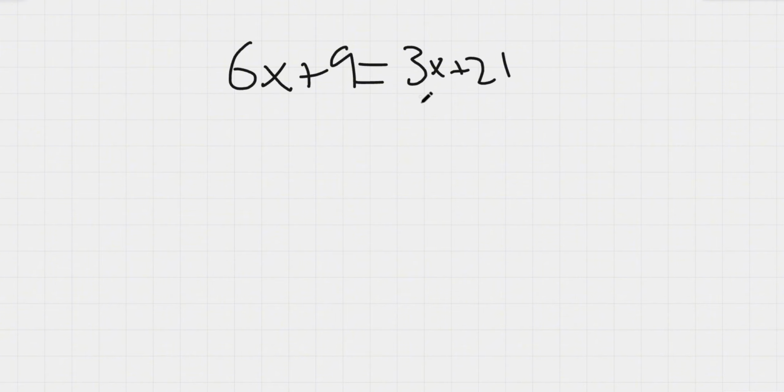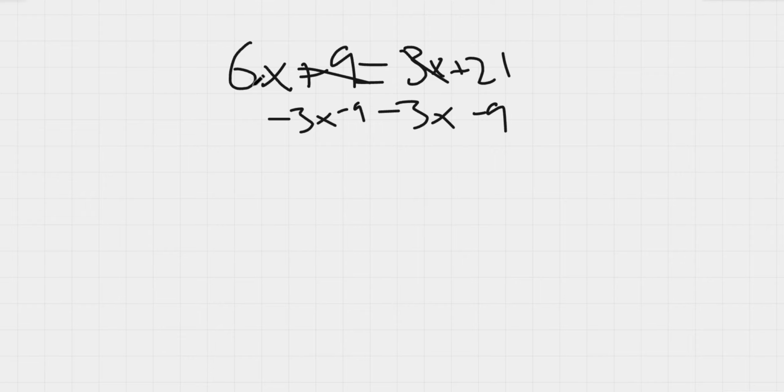Okay, so in order to solve this, we can see that there's nothing we can do on each side because we can't combine any of these terms because they're different. So we're going to have to bring x to one side and the constants over to the other side. So if we subtract 3x from both sides, this will cancel out. And if we subtract 9 from both sides, this will cancel out.